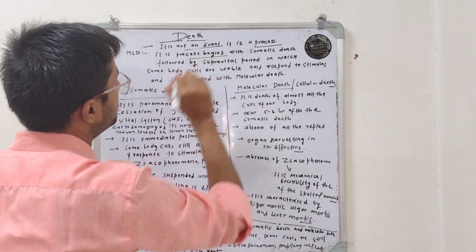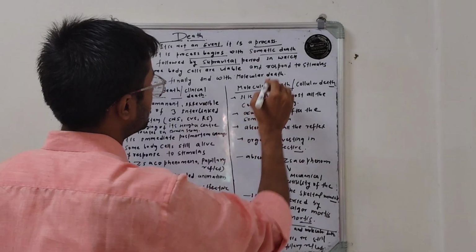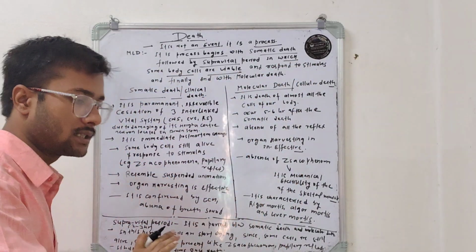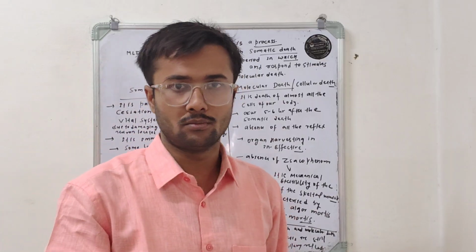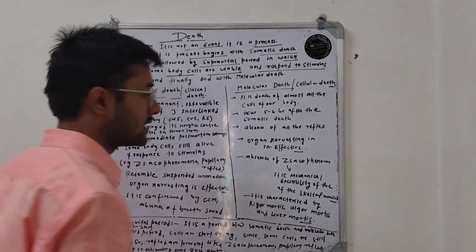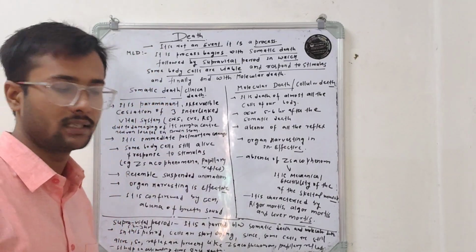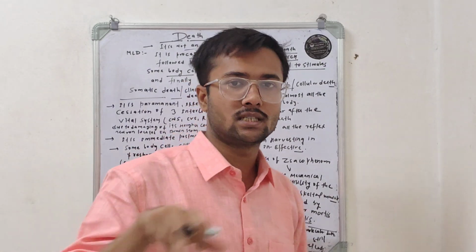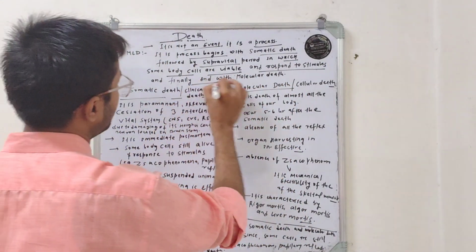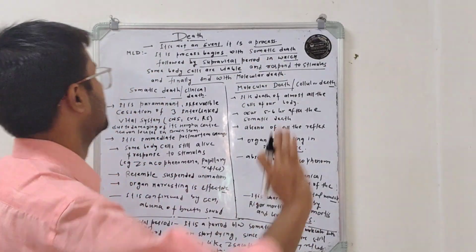The process begins with the somatic death, followed by the supravital period in which some body cells are viable. In this period not all the body cells are dead; some body cells are still alive and respond to a stimulus. Obviously, if some cells are alive, especially the muscle and corneal cells, then when we stimulate these cells, they respond to the stimulus. And finally it ends with the molecular death in which almost all the body cells are dead.